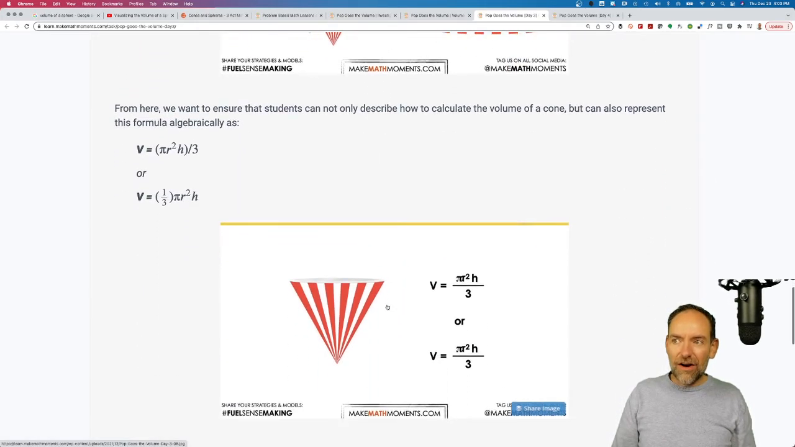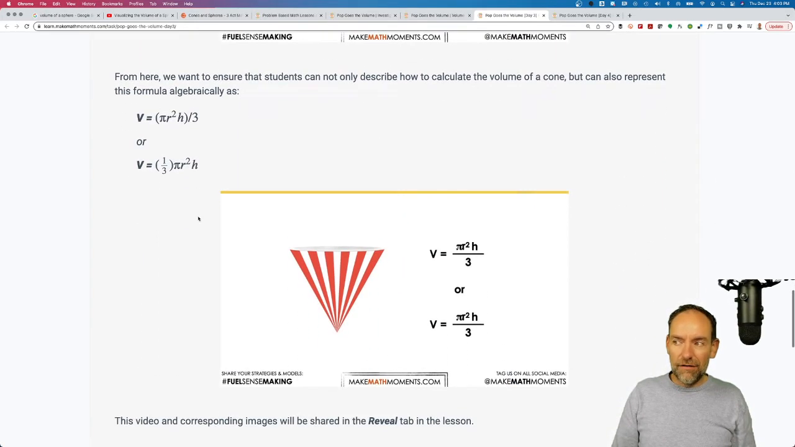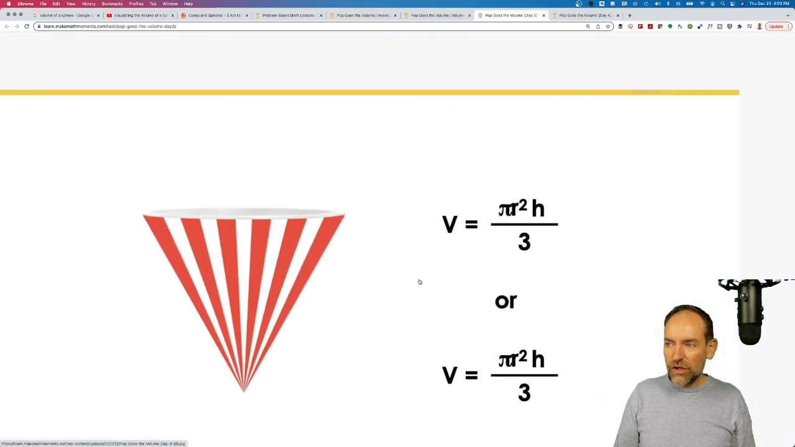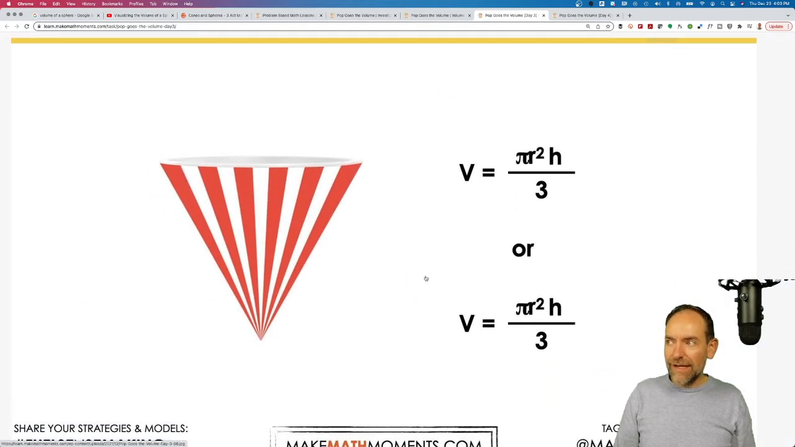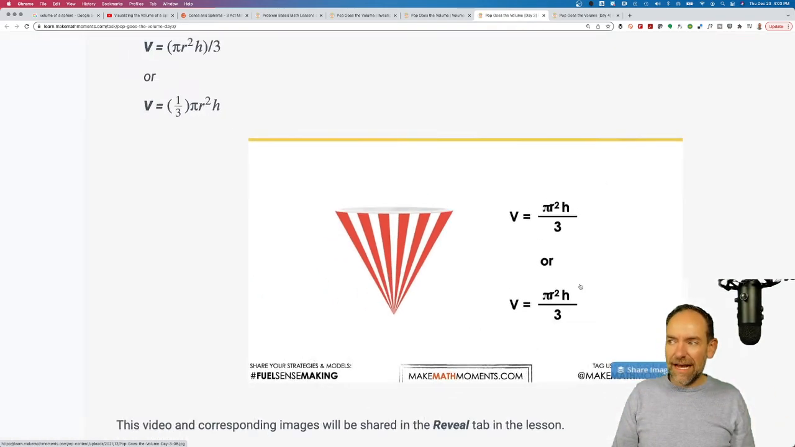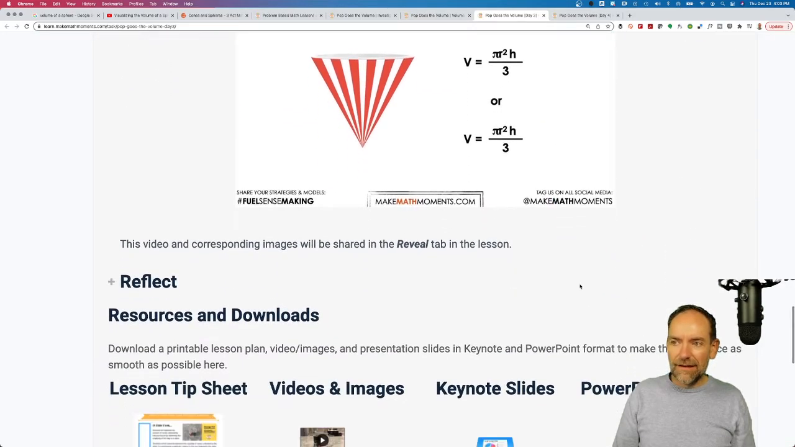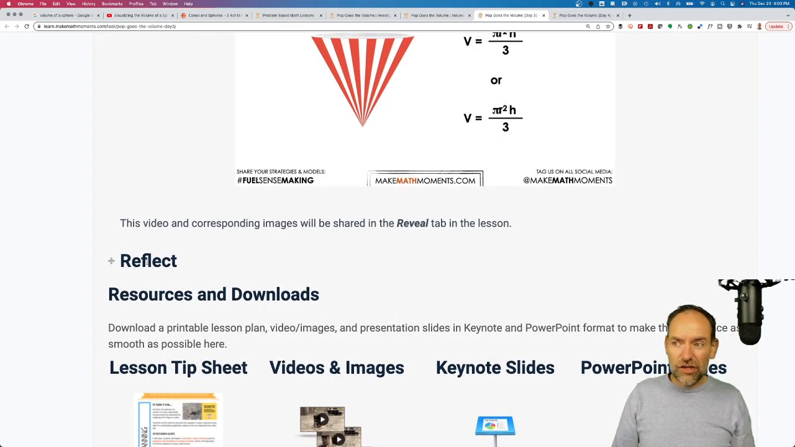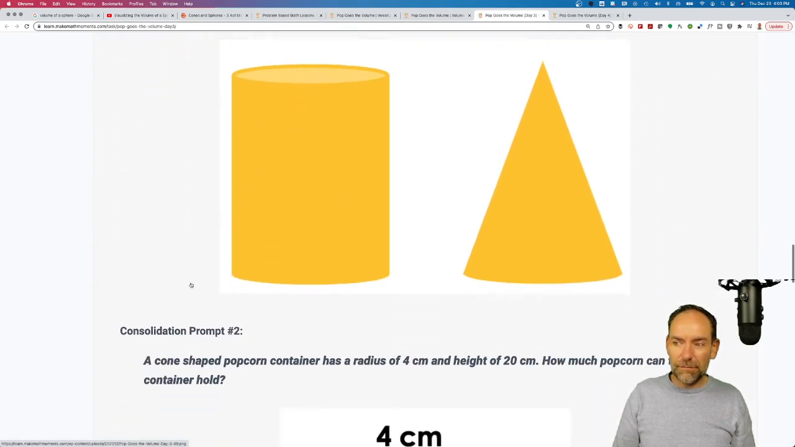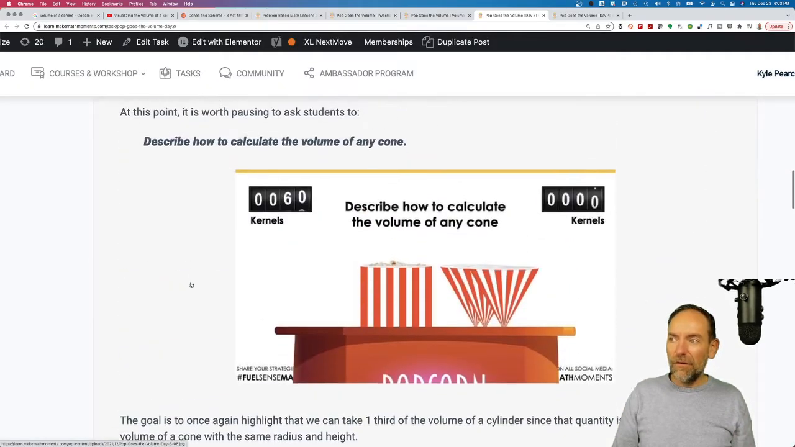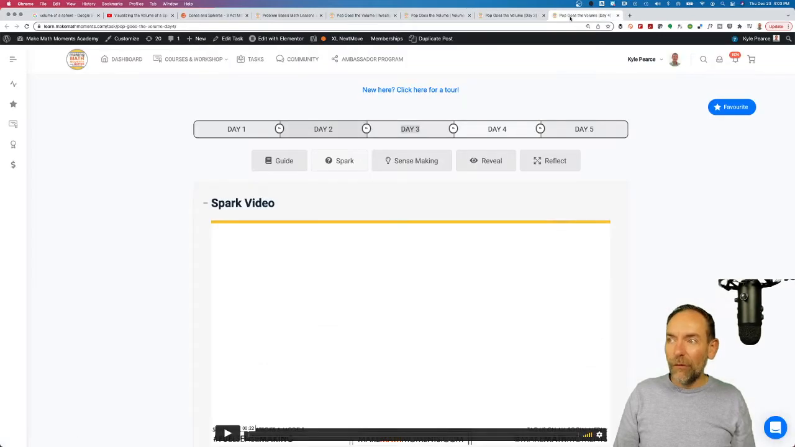So we land on our volume of a cone formula, which could look a couple different ways. Again, the only thing changing from a cylinder to a cone is that now it's 1/3 of the size. And that is that. There are some reflection prompts for students to practice before we roll into day number 4.